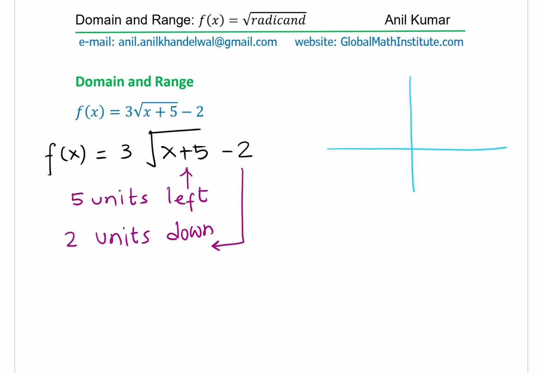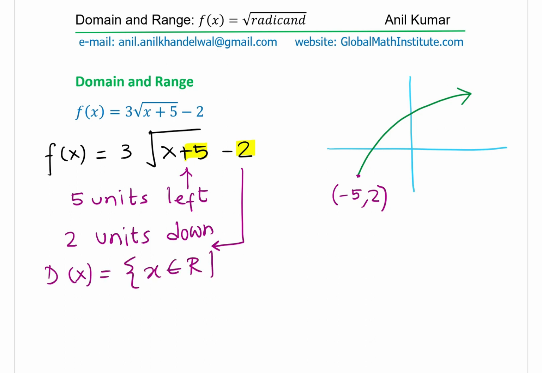As far as domain and range are concerned, the vertical stretch doesn't really play much of a role. It is these two translations which really play the role. So if I am going to sketch this function, it may look like approximately this, 5 units left and 2 units down, where the critical point to understand is this, which has moved 5 units left and 2 units down. So from here, you can write down domain as x belongs to real numbers where x is greater than or equal to minus 5.